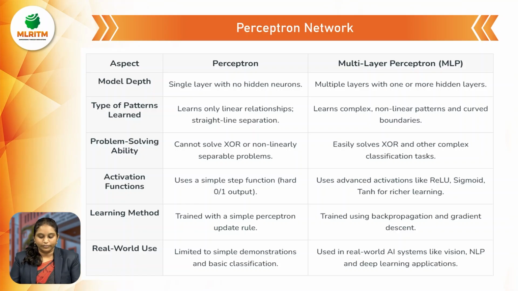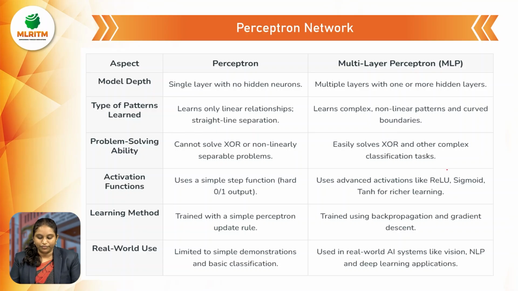The third one is the problem solving ability. Coming to perceptron, it cannot solve the XOR or non-linearly separable problems, because it handles only linear relations. Nothing but it's going to calculate by using the OR or the AND methods. Coming to multi-layer perceptron, it's going to solve exactly the opposite of this, nothing but XOR, and it easily solves complex classification tasks here.